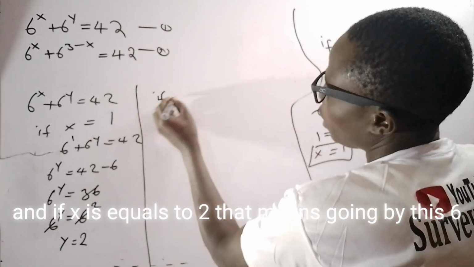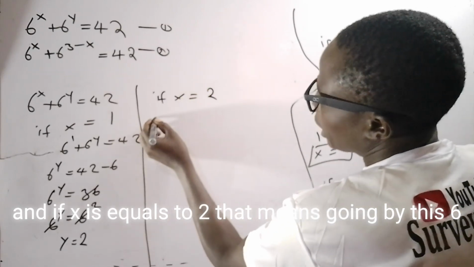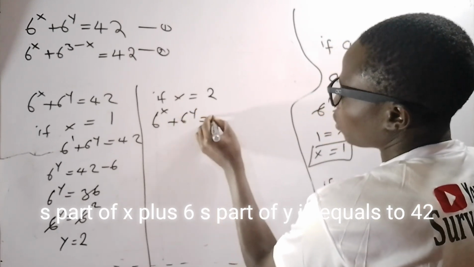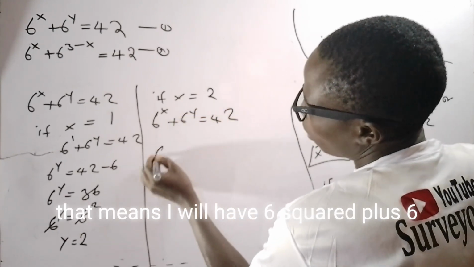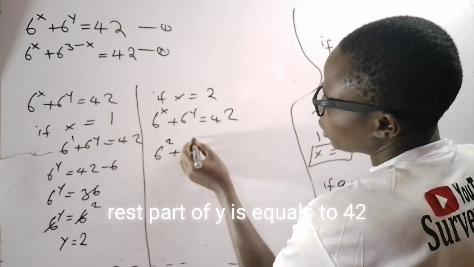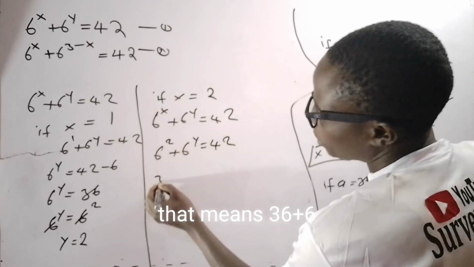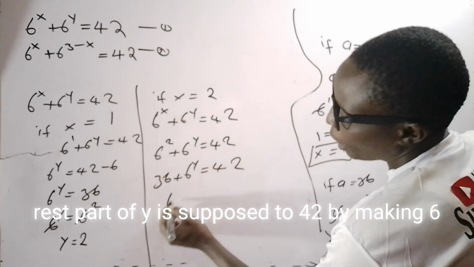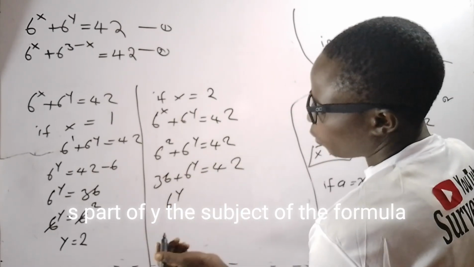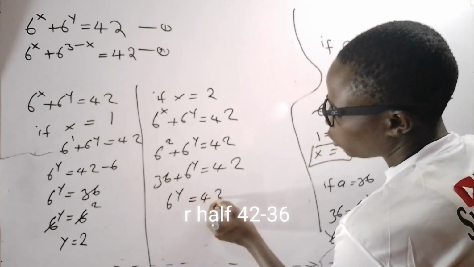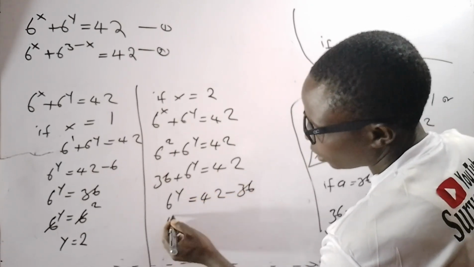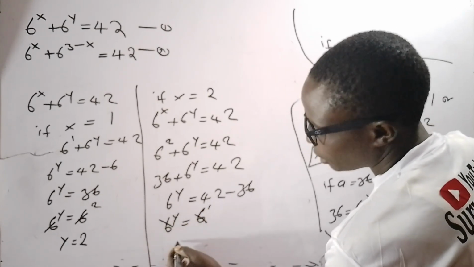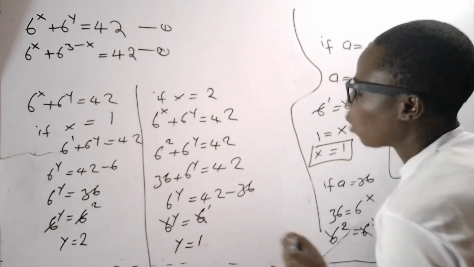And if x is equal to 2, that means going by this, 6 raised to the power of x plus 6 raised to the power of y is equal to 42. That means I'll have 6 squared plus 6 raised to the power of y is equal to 42. That means 36 plus 6 raised to the power of y is equal to 42. By making 6 raised to the power of y the subject of the formula, I'll have 42 minus 36. 6 raised to the power of y is equal to 6, which is raised to the power of 1, and the 6s will cancel. So y is now equal to 1.